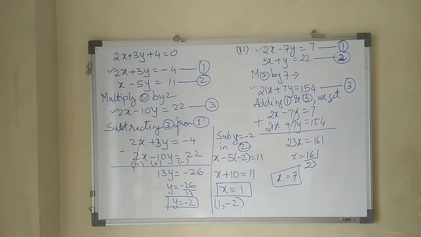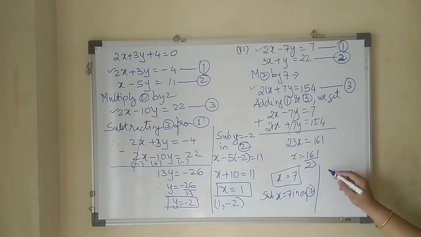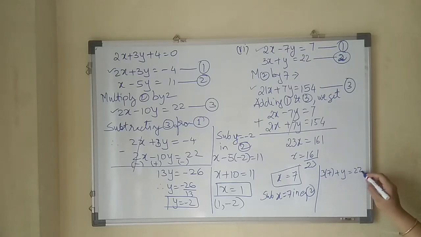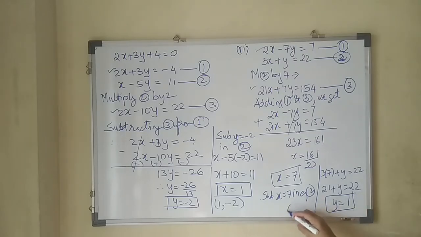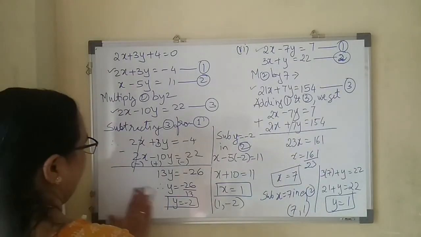So if x is 7, substitute x equals 7 in which equation? Yes, the easiest one is second equation. So 3 into 7 plus y equals 22. 21 plus y equals 22. So y equals 1. So what is the solution? 7, 1. I hope all of you have got this answer. Right girls? So with that we complete 5.1.